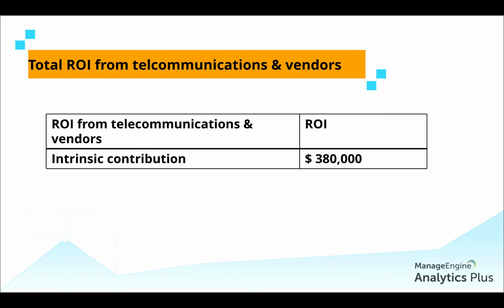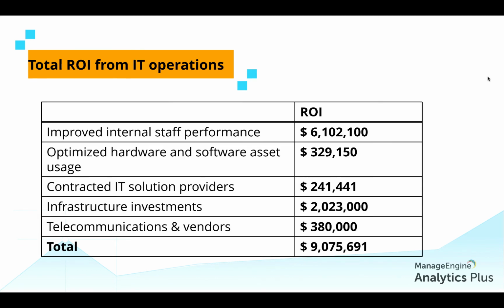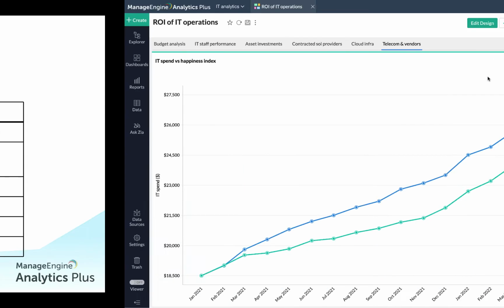This brings us to the end of the webinar. Here's a detailed summary of the return on investment from IT operations. You can see that for an investment of about $10 million, I get a return of investment of about $9 million. Now, let's visualize this in our report.